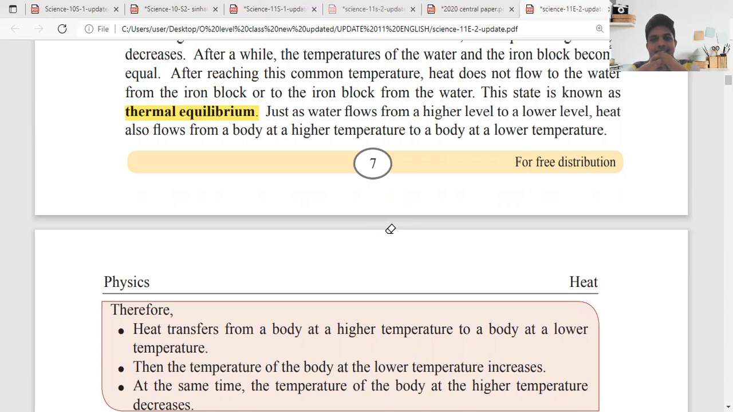Finally both come to the same temperature. This is known as thermal equilibrium.